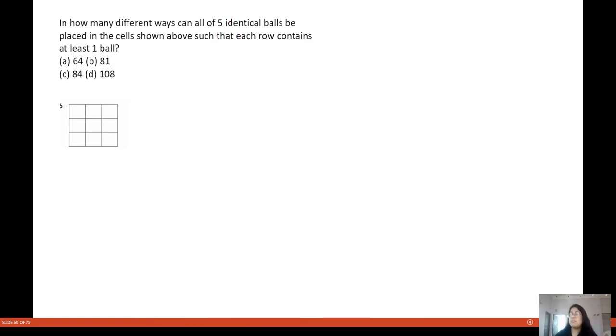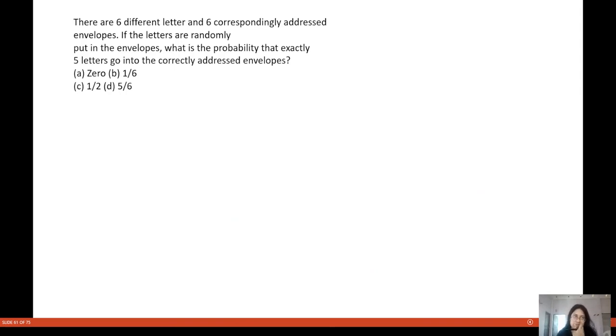So this is simple, but this kind of question has already been asked in the UPSC. This is another question which is a past year UPSC question. Now this is very simple. This just requires the application of your brain. There are 6 different letters and 6 correspondingly addressed envelopes. If the letters are randomly put in the envelopes, what is the probability that exactly 5 letters go into the correctly addressed envelope?